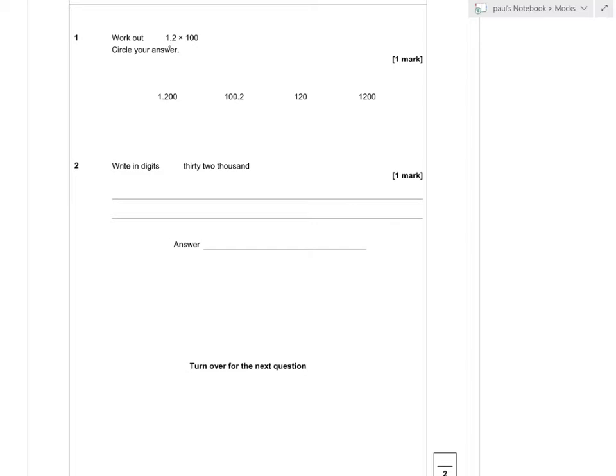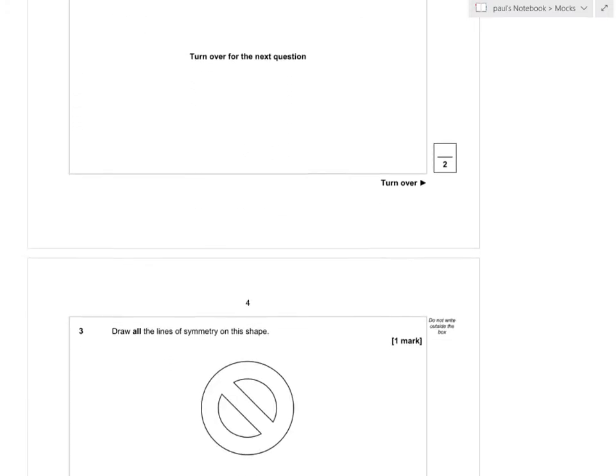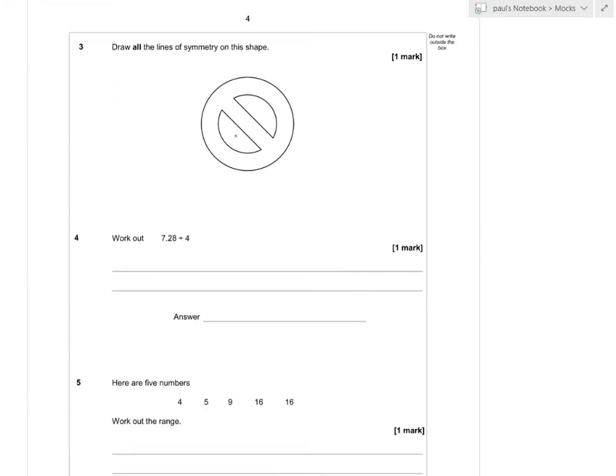Non-calculator paper. 1.2 times 100 is 120. Okay, now write in digits 32,000. That's all right. Draw all the lines of symmetry on this shape. We've got one that goes down that way. It's Ghostbusters, isn't it? For anybody who remembers that. Yeah, no entry sign there.